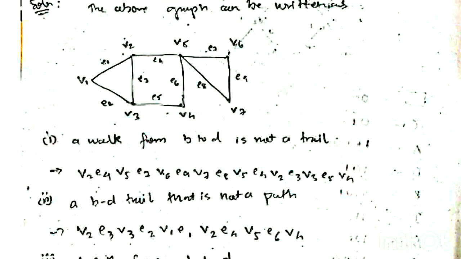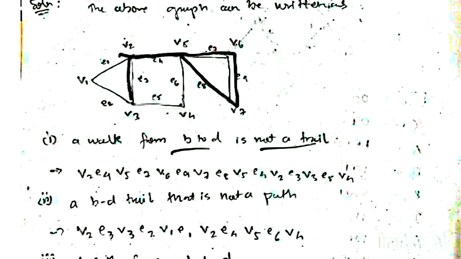The first question is a walk from B to D, which is not a trail. So we'll be starting from V2, we'll go like this, then like this, then we'll be going in this way, and we'll be coming back here, and we'll be coming here, and we'll be reaching V4 here, okay. So from V2 to V4 we traveled, and it's not a trail because V5 is repeated and V2 is repeated.